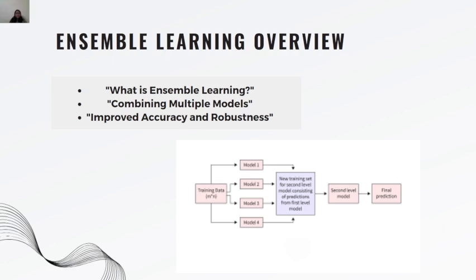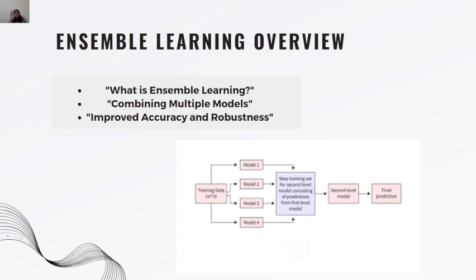Ensemble learning methods combine multiple machine learning models to produce a stronger, more robust model. The idea is that by combining different models, we can reduce the risk of overfitting and improve overall prediction accuracy. So, ensemble learning can be categorized into two main parts. First is bagging, and second is boosting.